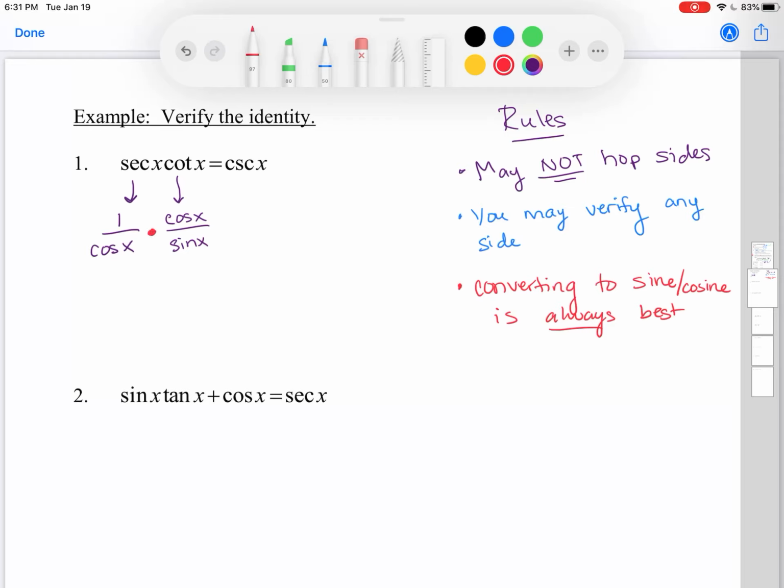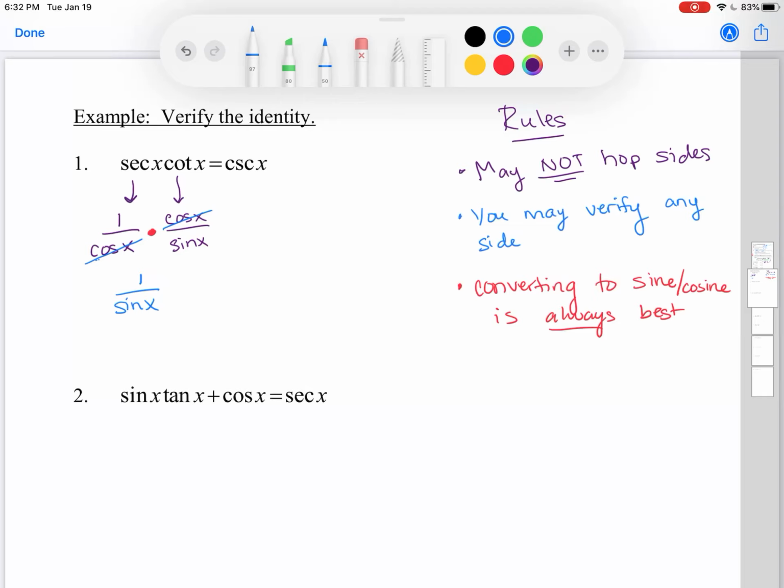And remember, they were multiplying up above, so I'm going to keep multiplying them down below. I'm not touching anything on the right-hand side. That's what I'm trying to get to. That's my end goal. So I have to make sure at the end of all of this, I get cosecant x. So now looking at my 1 over cosine x times cosine x over sine x, I notice that I have a cosine down below and a cosine up top. So those will get to cancel with one another. So now I have 1 over sine x.